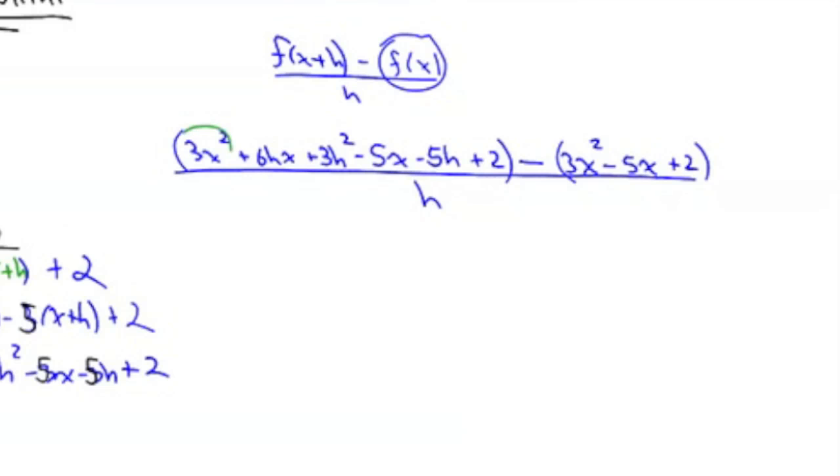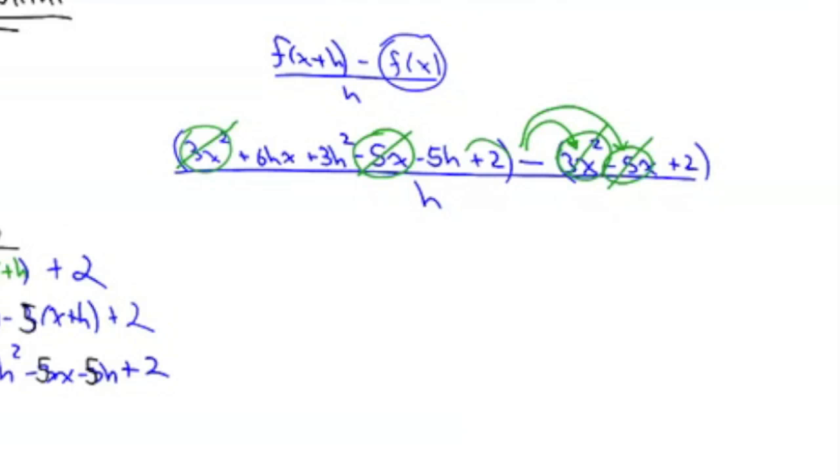Here you have a positive 3x squared. Eventually here you're going to have a negative 3x squared. So if you add them together, what happens to those two? They cancel rather nicely. Over here you have a negative 5x. Over here you're going to have a positive 5x after you distribute the negative. So these two are going to cancel rather nicely.